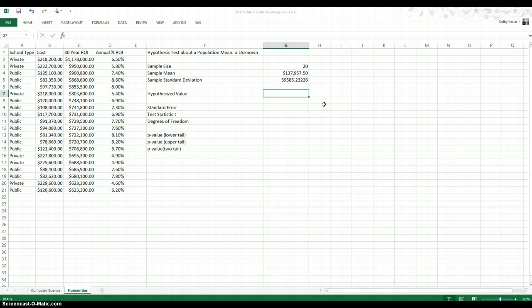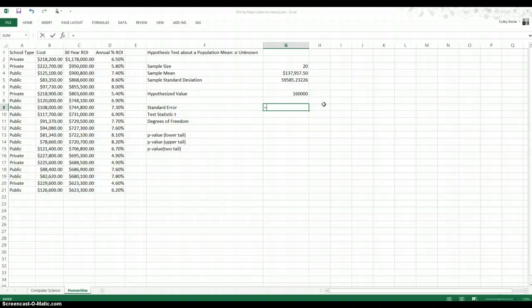My hypothesized value would be unique in each problem. And in this problem, let's say that I'm supposing the cost is $160,000. So I'm going to enter 160,000. Perhaps I am going to have an upper or lower tail test or a two-tail test, but my hypothesized value is 160,000.